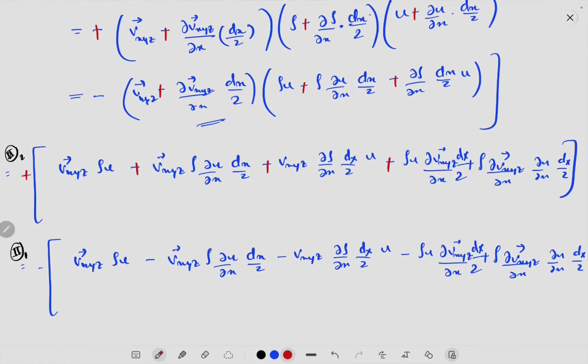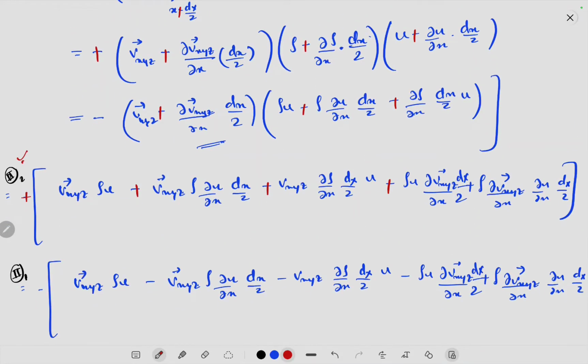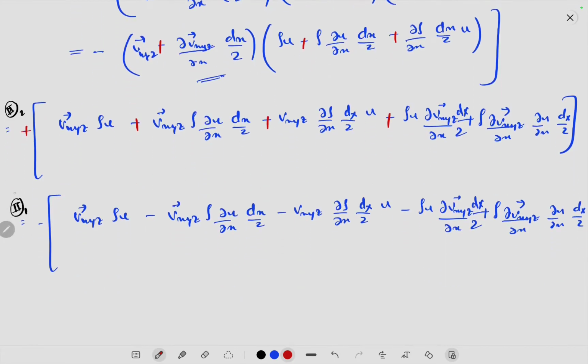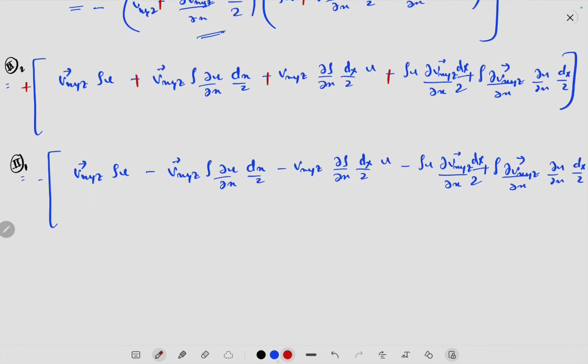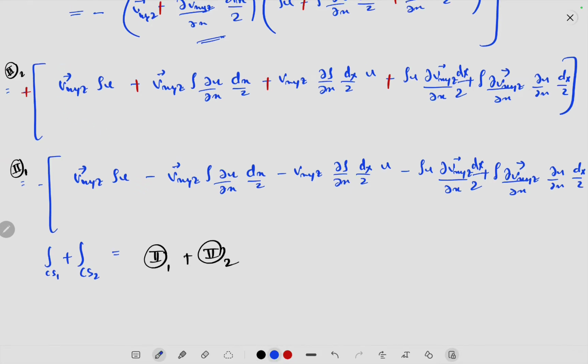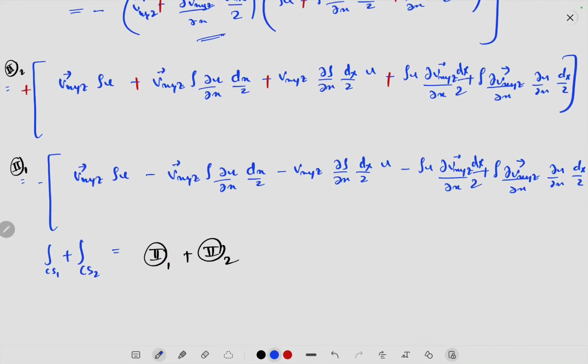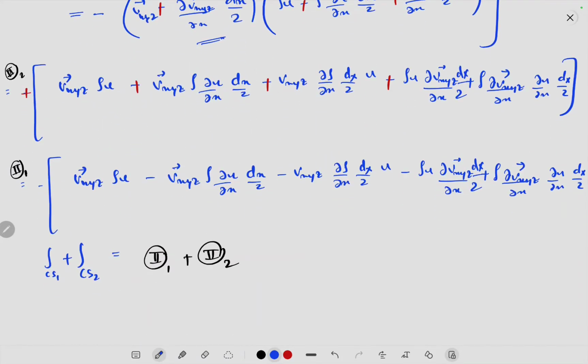So if you follow that, you will get this equation 2-2, but my 2-1 was this thing, and then what will be integration over CS1 plus integration over CS2? That will be simply 2-1 plus 2-2. Okay, so now let's see on addition which terms remain and which terms get cancelled out.